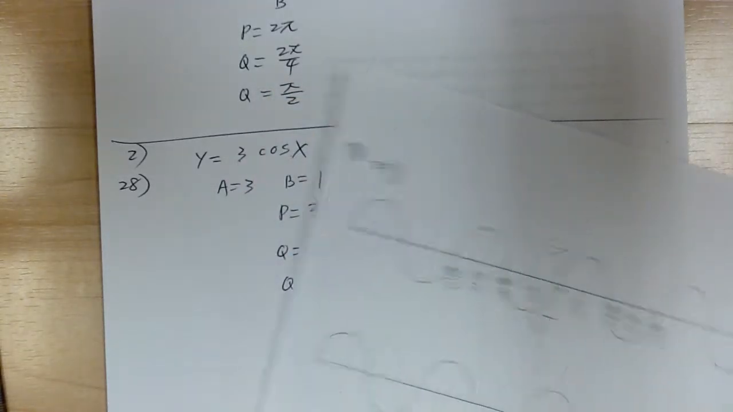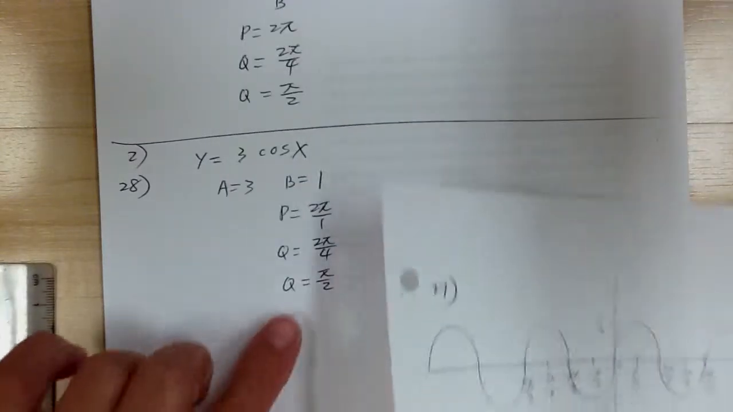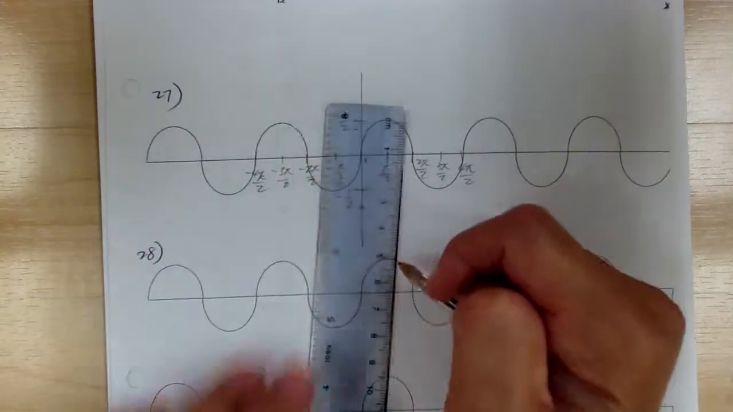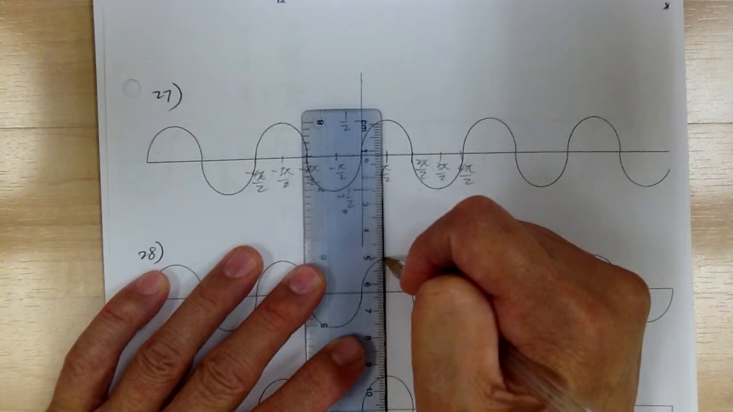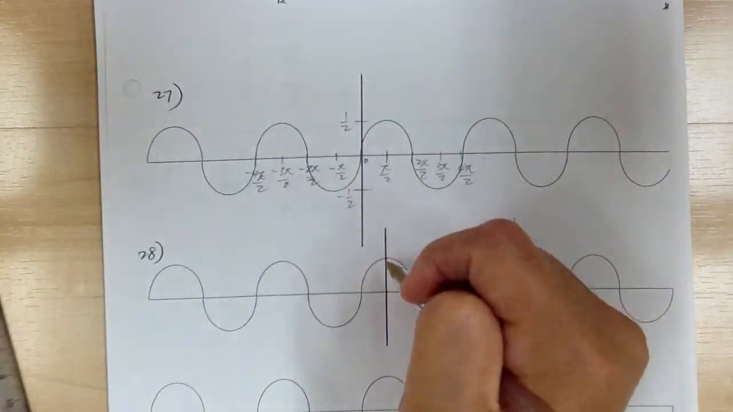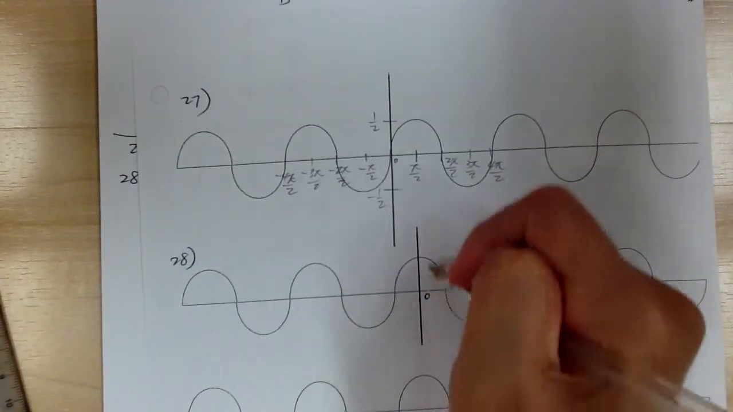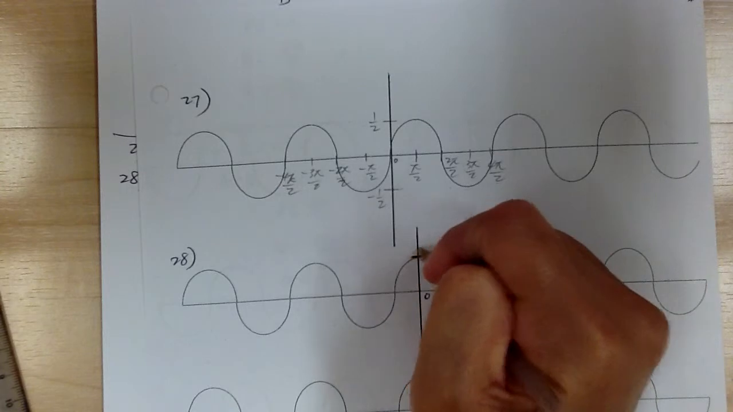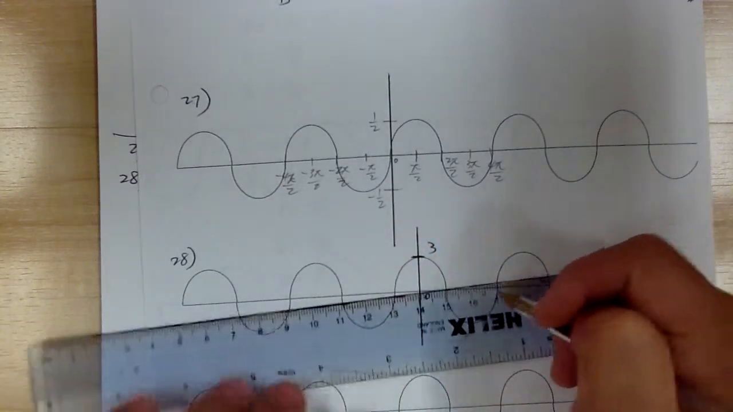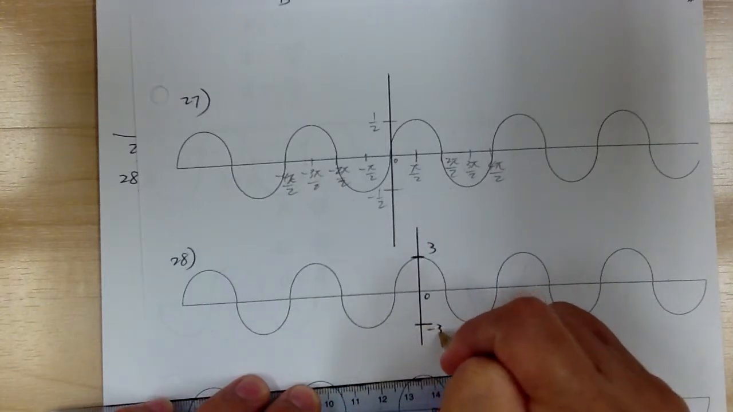Okay, so let's go to number 28, graphing. So this is a cosine. So cosine starts right on the highest point. So this is where it starts. And so the A is 3. So this is 0, and you go up. So this would be a 3, and you go down. So your maximum would be 3, and your minimum would be negative 3.